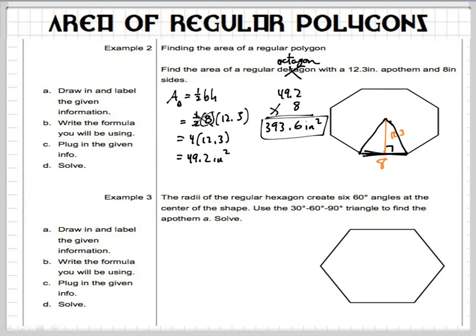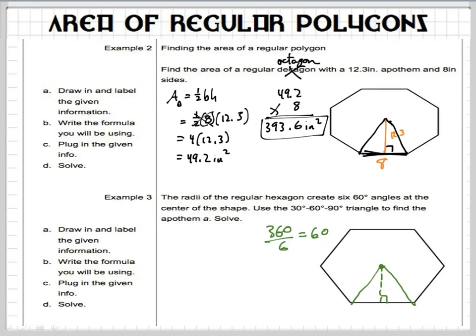Okay, here, check this out. We got the center, and here's our apothem triangle. And it says it creates 60-degree angles at the center of the shape. So that means this right here is 60 degrees. Now, we could have figured that out on our own because there's 6 sides, and we know that all of these add up to 360. So we go 360 divided by 6, and I get 60. So this is 60 degrees right here.